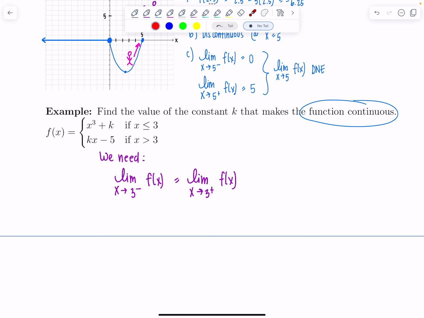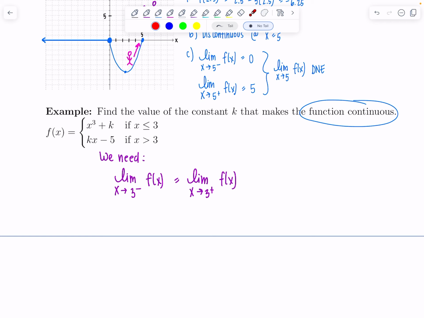I'll repeat that. So notice here, this is just x cubed plus k, that's a polynomial. This is a polynomial too, it's a line. And I know they're going to be continuous on their domains, which are all real numbers. The only place that I'm nervous about is what's going on at x equals 3, because I don't know if these were pasted in such a way that the limit's going to be the same from both sides. So I'm going to force it to happen. I need the limit as x approaches 3 from the left of f of x to equal the limit as x approaches 3 from the right of f of x.